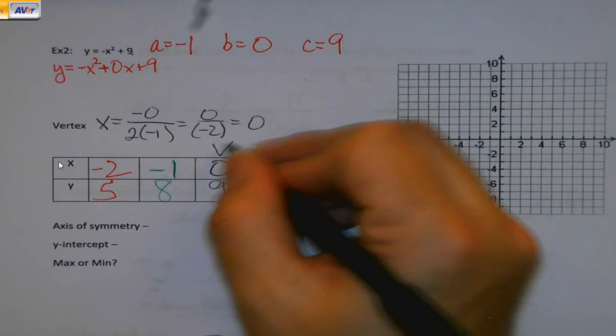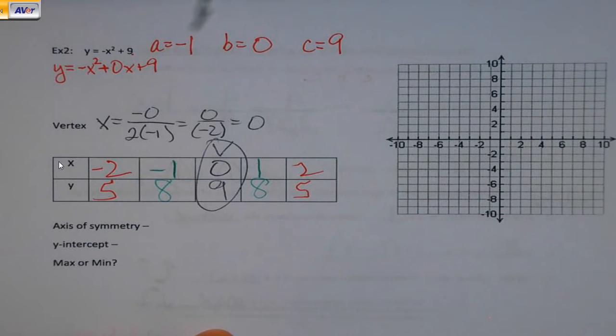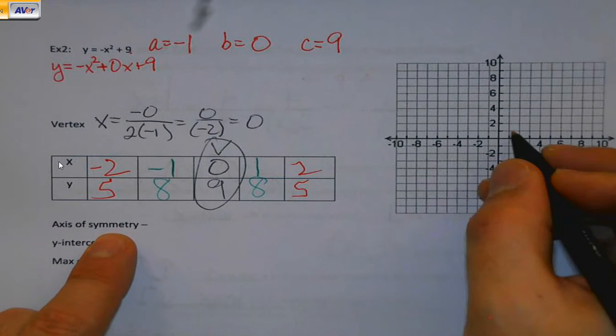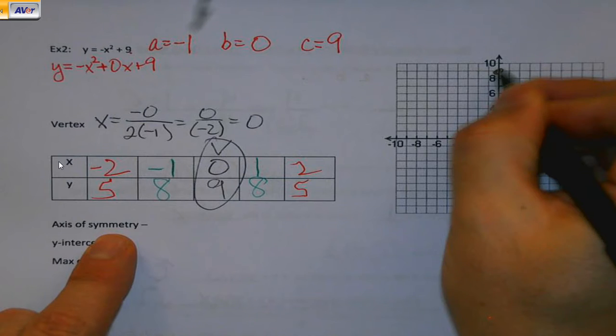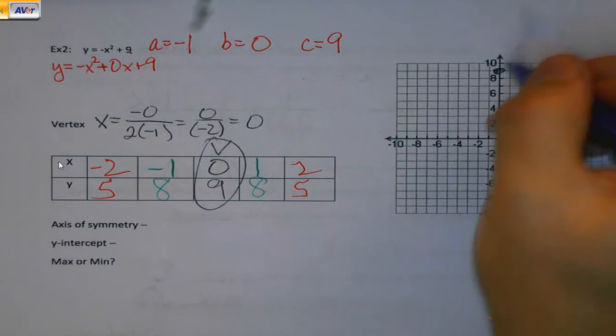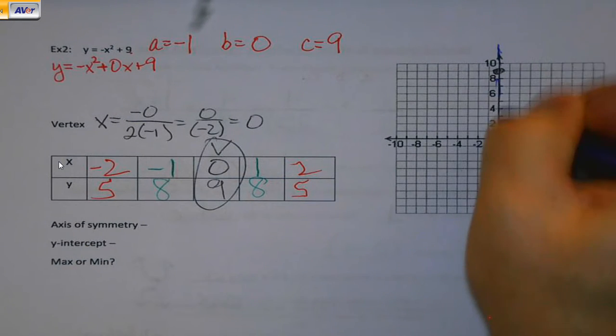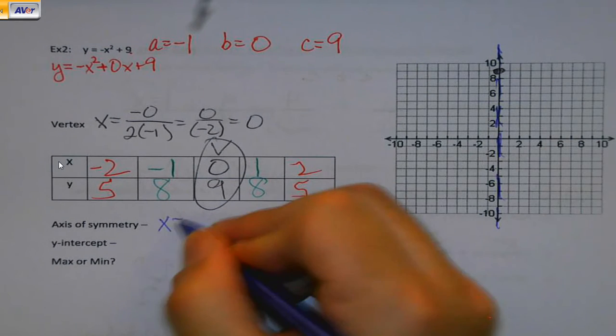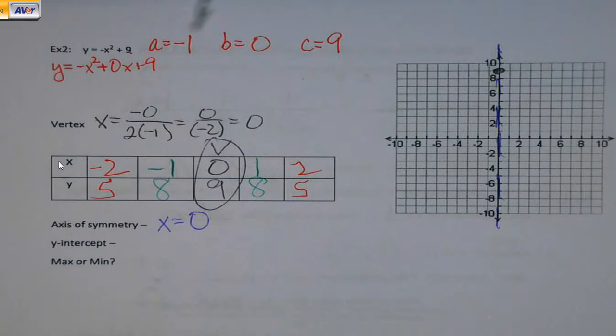So, got my vertex. My axis of symmetry, again, make the connections. So 0, 9. My axis of symmetry always goes through my vertex. And it's always an x equals number. You can't just put 0 there. 0 is a number. It's not a point. It's not a line. And axis of symmetry is a line. So we got to put the x equals.